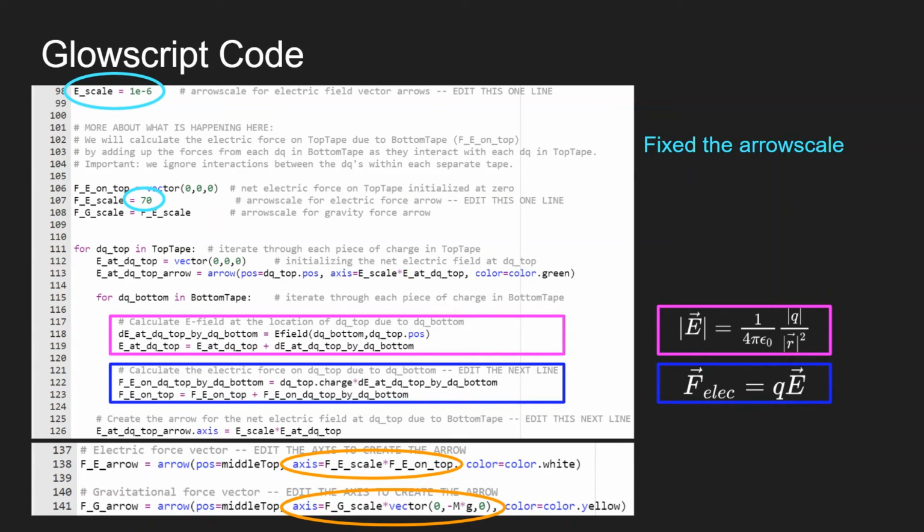I had to fix the arrow scale in order to see both the arrows and the actual point charges for the tape. And to calculate the E field at the location of the top tape, I used the E field function and basically summed it up to find the total E field. And the force of each point charge was calculated using charge times electric field. Lastly, I've set the axes for each arrow representing the electric force and gravitational force so that you will be able to see two arrows pointing opposite to each other with the same magnitude.